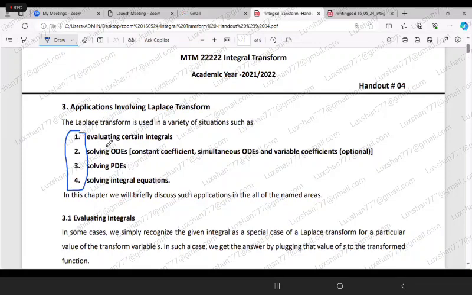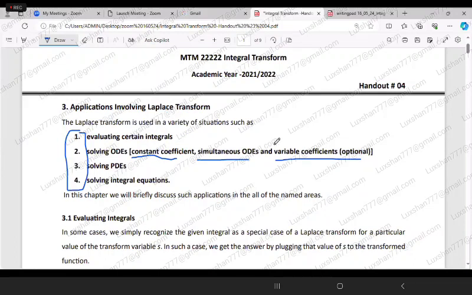One is evaluating certain integrals. So for some definite integrals, we can use the Laplace transform. Similarly, to solve ordinary differential equations, maybe with constant coefficients or simultaneous differential equations or even variable coefficients.